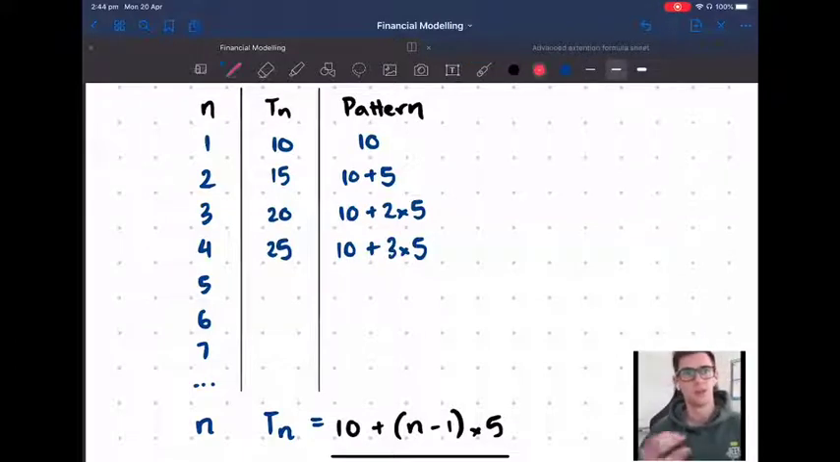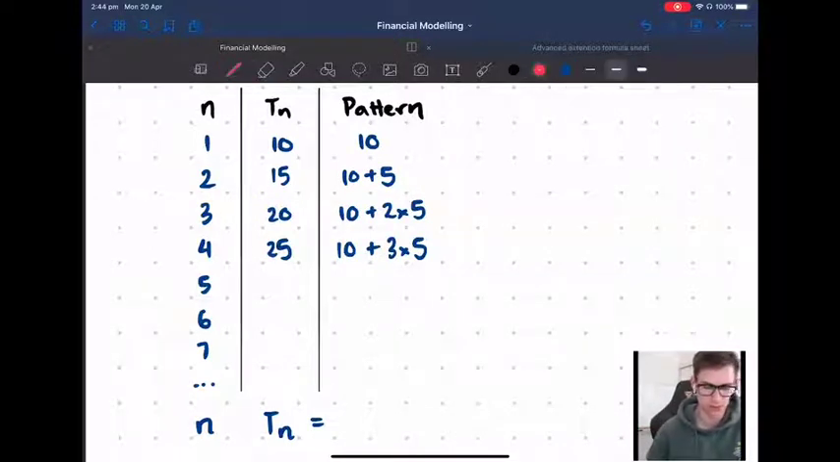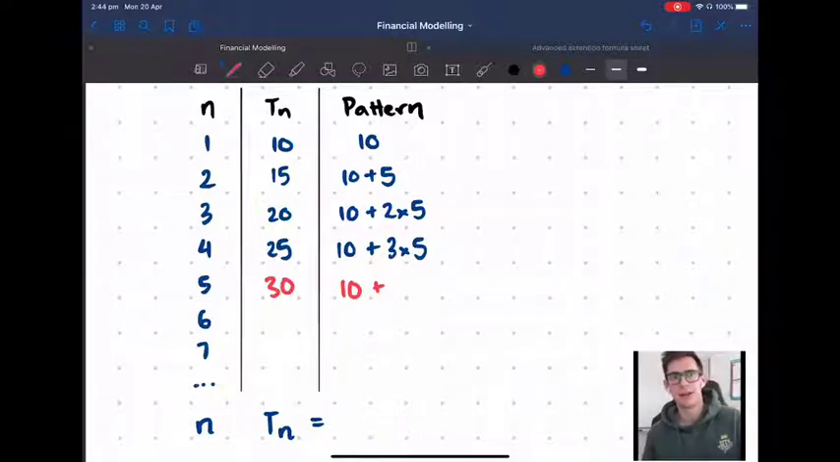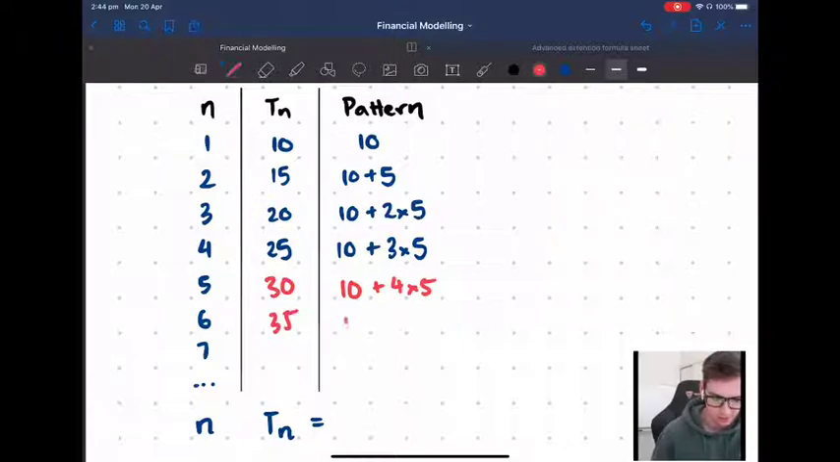If you want to pause this and do it on your own, we're going to fill in these missing values in the table and then do it for the nth term to come up with a general rule, which was already there. For our fifth term, all we're going to do is add the common difference, 5, and we get 30. Now you need to think about the pattern. If we started with 10, how many lots of 5 have I added? It must be 4. Then this will be 35, and you've added 5 lots of 5, and 40, and you've added 6 lots of 5.